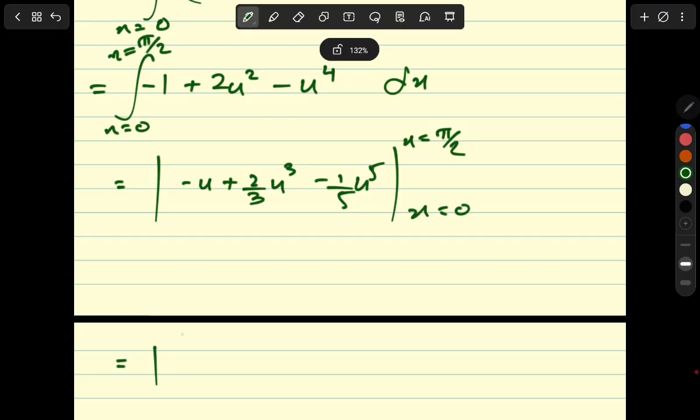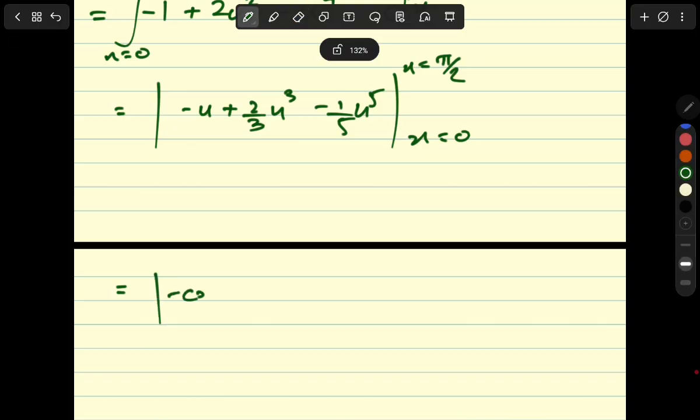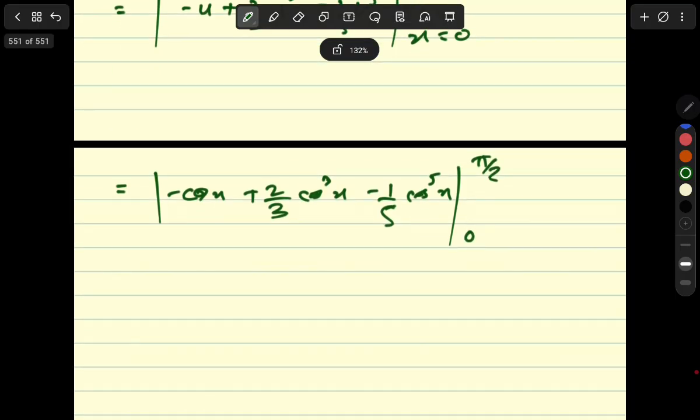So this is going to become minus u, and u was equal to cosine of x, right? So this is minus cosine x plus 2/3 cosine cube x minus 1/5 cosine 5x, and the limit is from pi by 2 to 0. Now cos of pi by 2 is nothing but cos 90, so it is 0. So the first thing is 0. Again, cos of pi by 2 is 0, so 0 cubed is 0, 0 times 2 by 3 is 0, and again this is 1 upon 5 times 0. So there is nothing here.